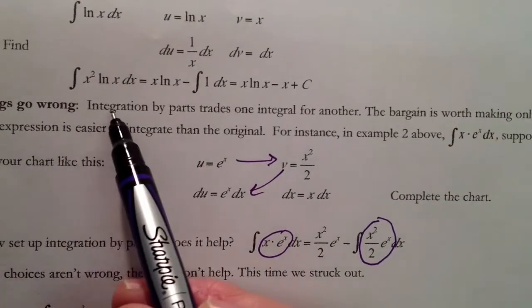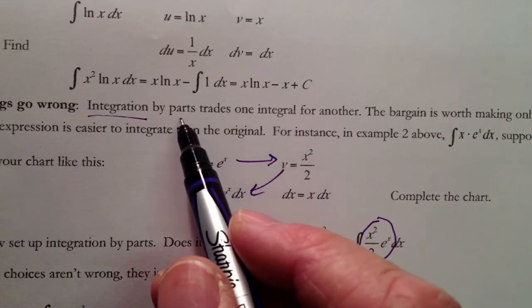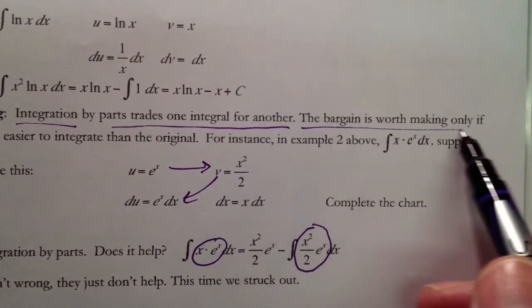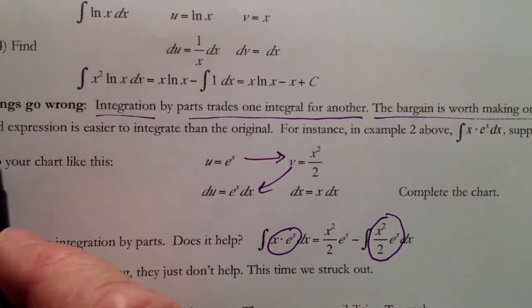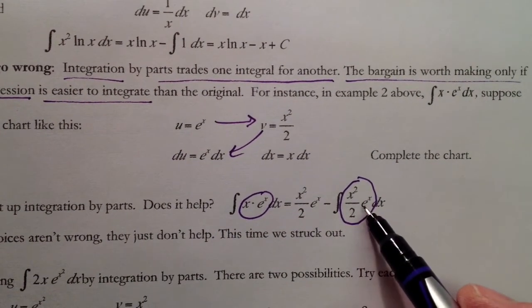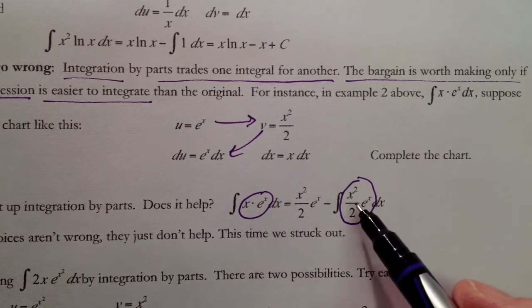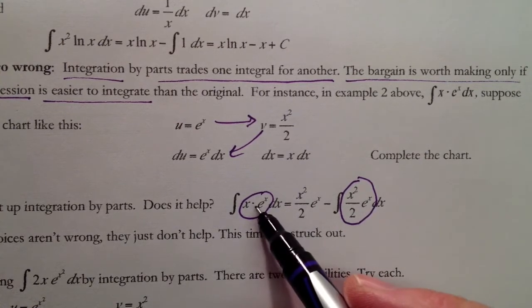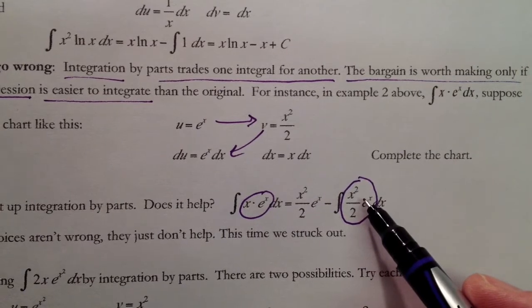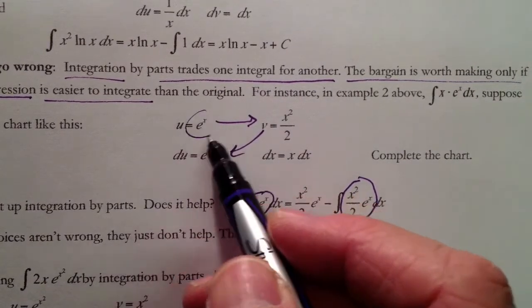We're using integration to trade one integral for another. And here it says, if you just read this, the bargain is worth making only if the second expression is easier to integrate. Well, we didn't get something that's easier to integrate here. So as soon as you get something that's not as easy to integrate as the one before, then you did something wrong. Immediately stop and go back and see if you maybe chose the wrong u.